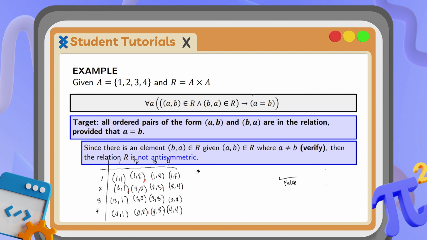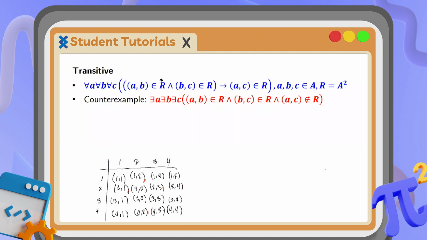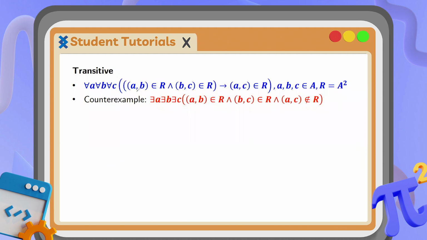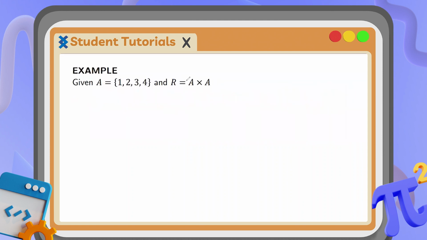So now we'll proceed with the last property of relations, which is transitivity. So basically, if (a, b) is in the relation and (b, c) is in the relation, that implies that (a, c) should also be in the relation. And here's the counterexample for it, where (a, b) is in the relation, (b, c) is in the relation, but (a, c) is not in the relation.